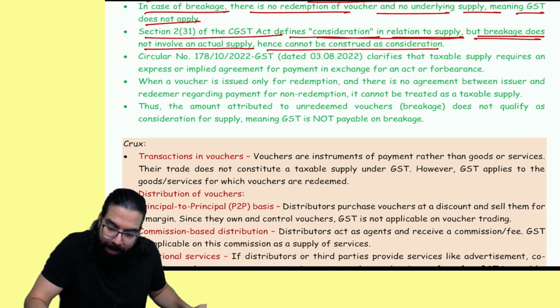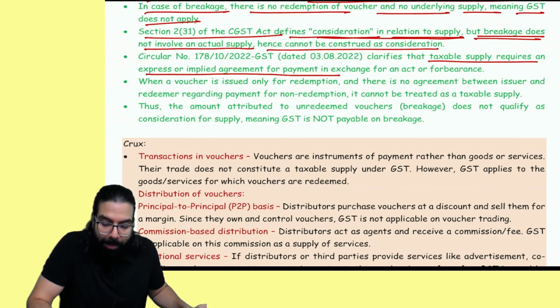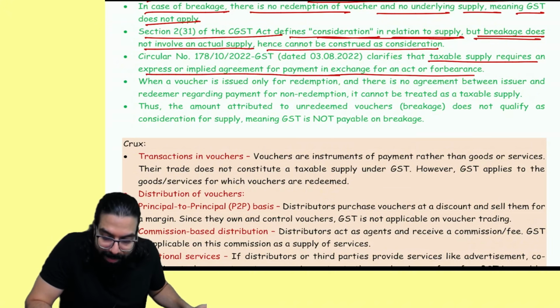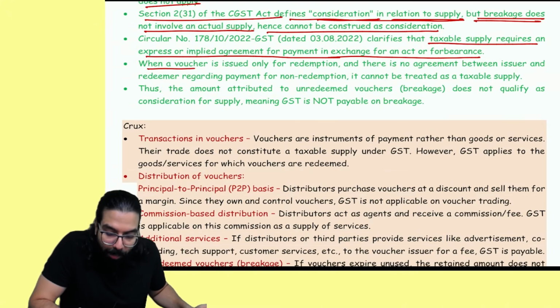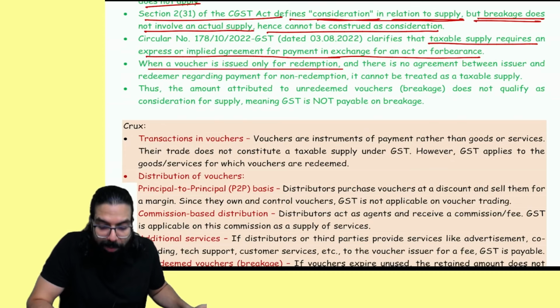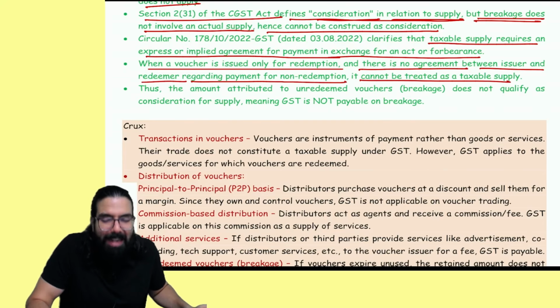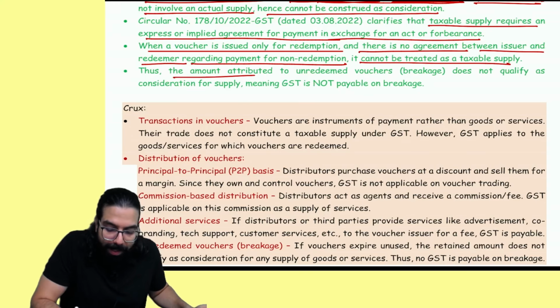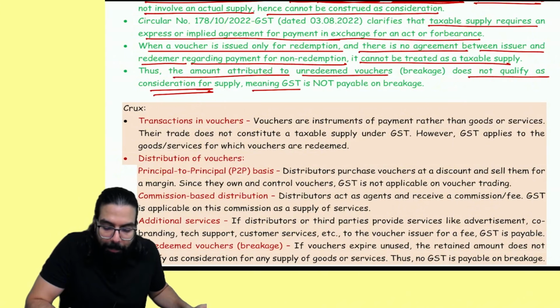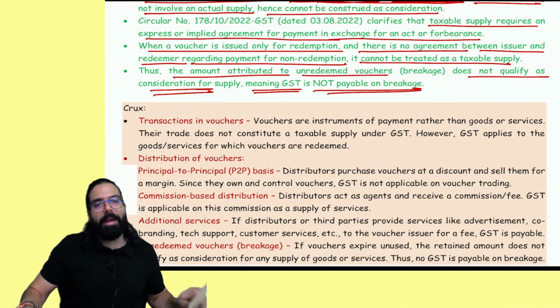It says taxable supply requires an express or implicit agreement for payment in exchange for an act or forbearance. When a voucher is issued only for redemption and there is no agreement between issuer and the redeemer making payment on non-redemption, it cannot be a taxable supply. Thus, the amount attributable to unredeemed voucher breakage does not qualify as consideration for supply, meaning GST is not payable on breakage. Simple as that.